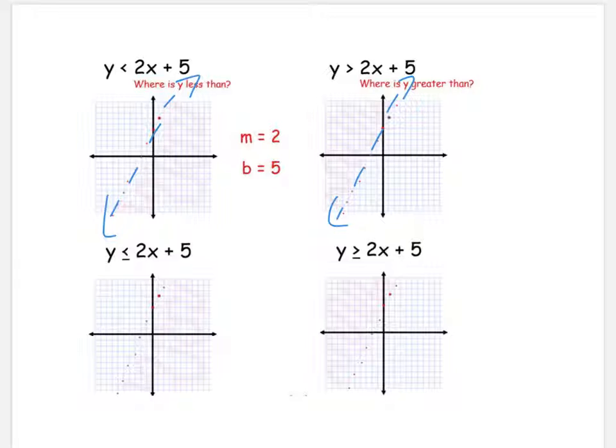The bottom two are going to be closed lines because they have the greater than or equal to or the less than or equal to. So it's still the same line, except the line is drawn solid. That's the first thing to remember.